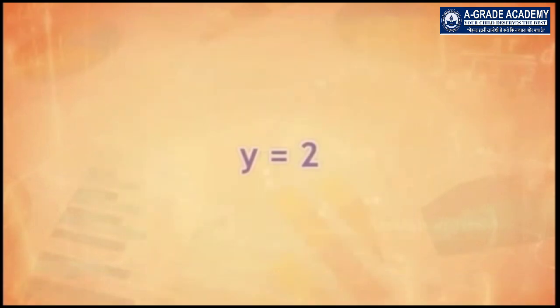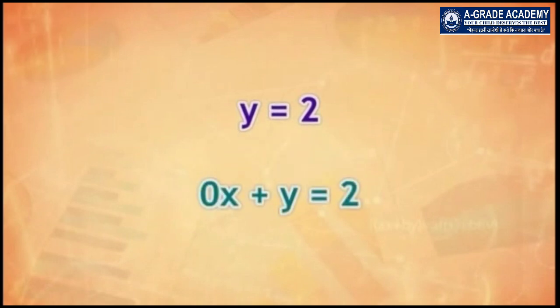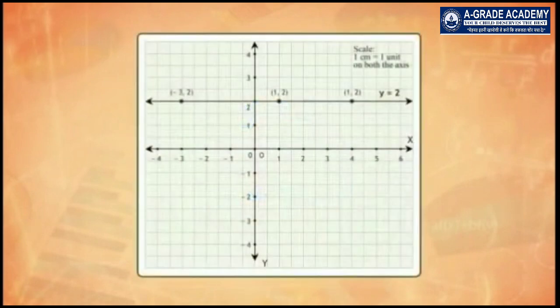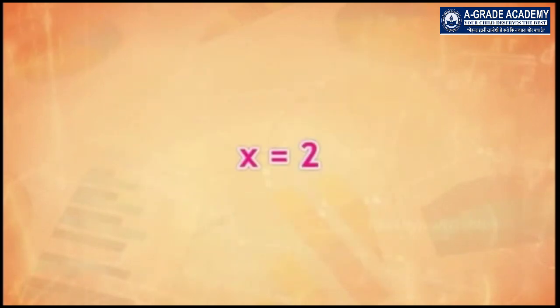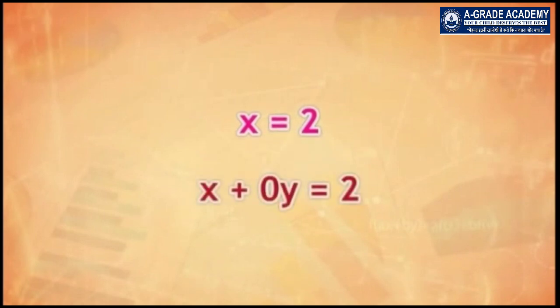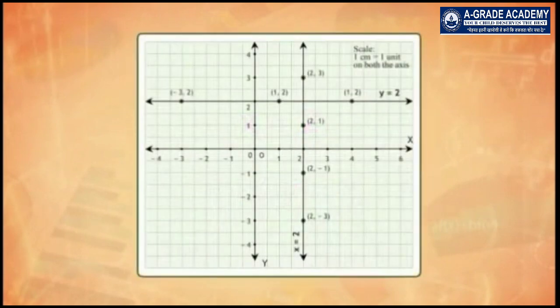A linear equation y is equal to 2 is also written as 0x plus y is equal to 2. The graph of this line is parallel to the x-axis as for any value of x, y is always 2. Similarly, the equation x is equal to 2 is written as x plus 0y is equal to 2 and its graph is parallel to the y-axis.